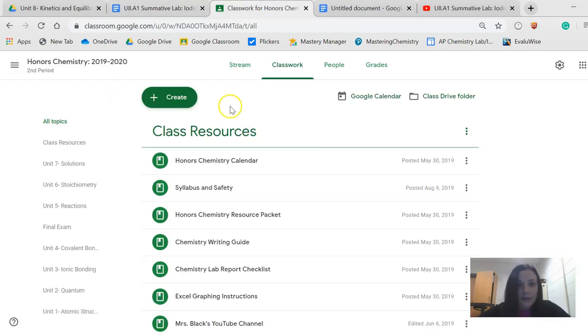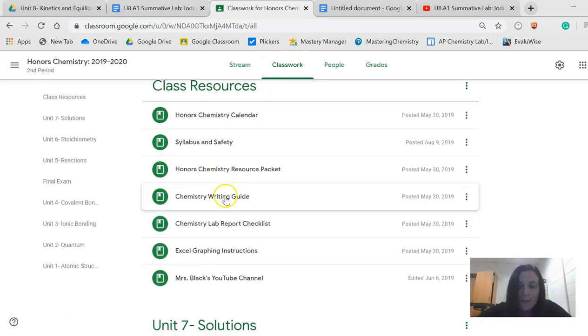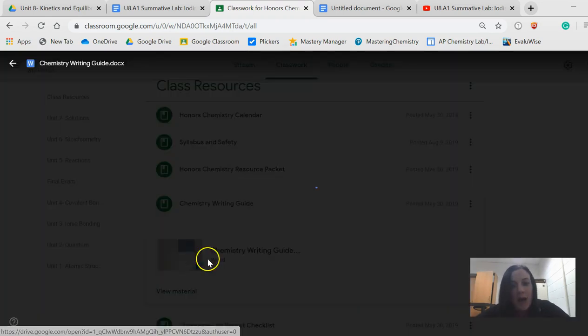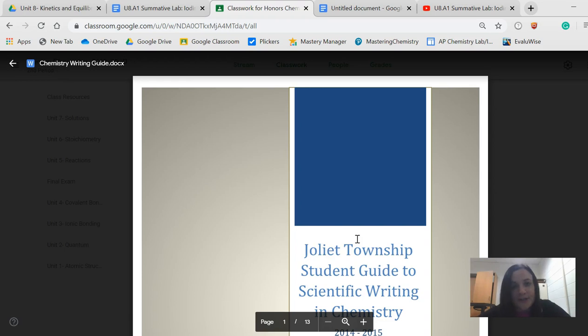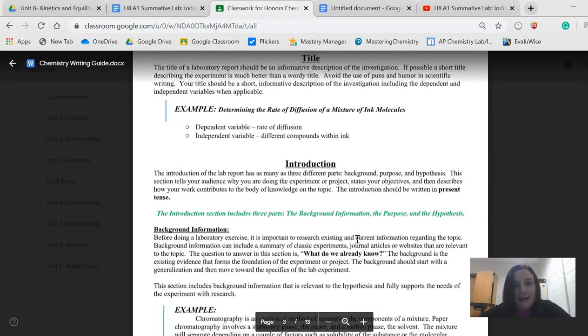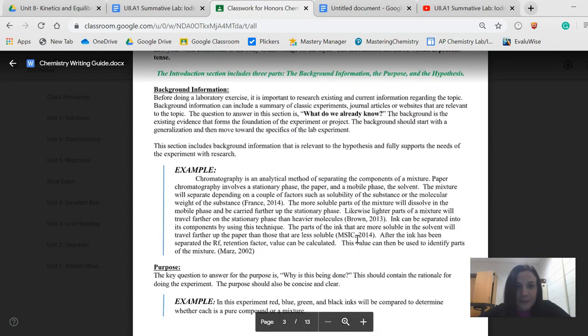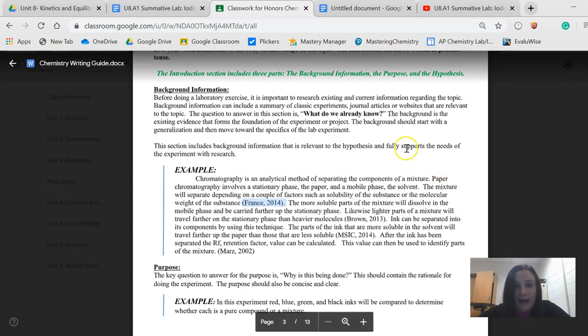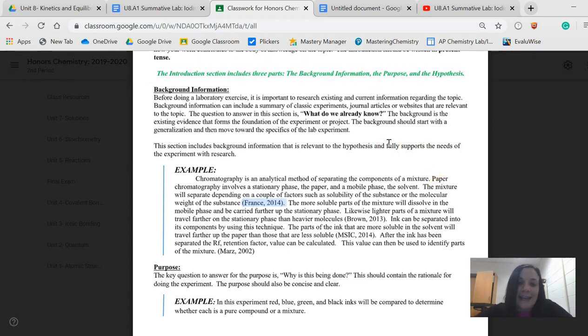If you go to Google Classroom and click on classwork, about halfway down the class resources, you're going to see the chemistry writing guide. If you've never used this before and you're struggling with lab reports, this might help you a little bit. We can scroll down to the background section and it will show you what your in-text citations should look like: author's last name and then the year that it was published, if you can find it. That goes in parentheses after the piece of information that you researched.